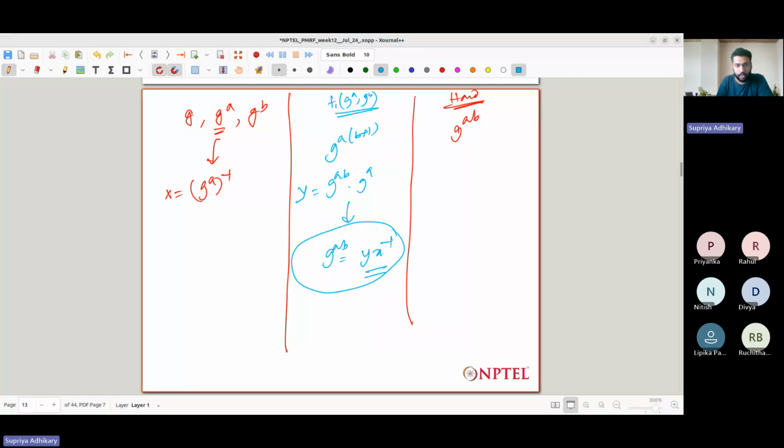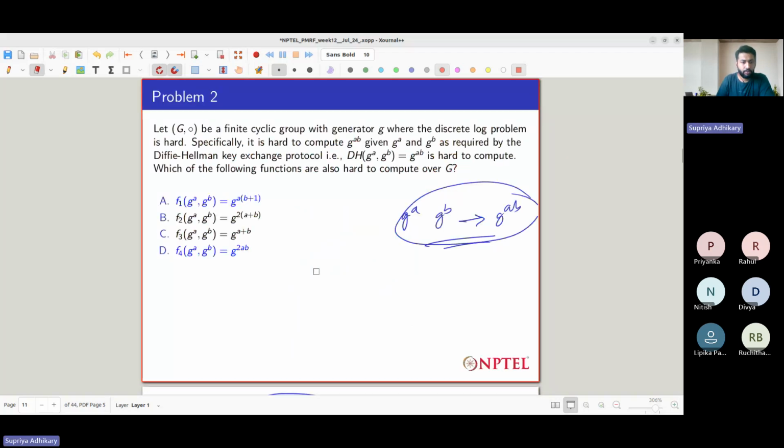So that means that if this is easy to compute, then we can very easily compute g to the ab. So definitely g to the ab plus 1 must be hard to compute. Otherwise, if this was easy, then computing g to the ab would have been an easy problem to solve. And since the assumption is that this is hard to solve, we can say that this is also hard to solve. Okay, so this was the f1 function.